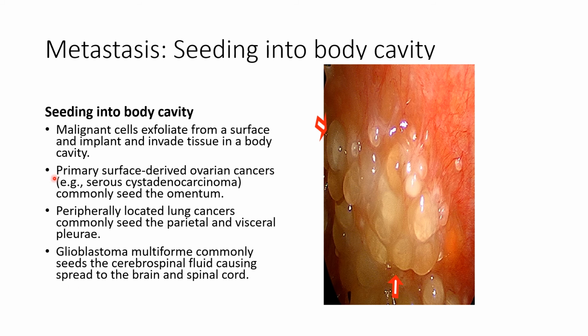For example, primary surface-derived ovarian cancers can commonly exfoliate from the surface of the ovary into the peritoneal cavity, and they seed on the omentum, which is present in the peritoneum. Peripherally located lung cancers commonly seed in the pleural cavity, and glioblastoma multiforme commonly seeds in the cerebrospinal fluid, causing spread to the brain and the spinal cord.